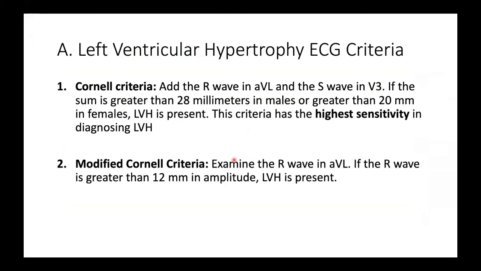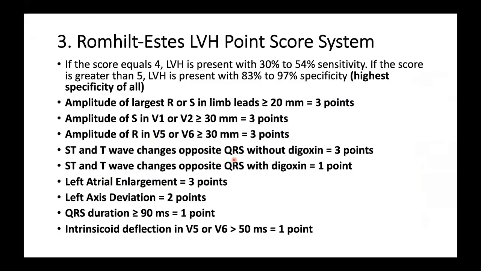I won't go into the modified Cornell, where if the R in aVL is more than 12 mm, it is suggestive of LVH, which is like the Sokolow-Lyon. Now, the criteria which has the highest specificity for LVH is the Romhilt-Estes criteria, where it has 5 different points. If you have a score of more than or equal to 5, then LVH has a high specificity of up to 97% for diagnosing LVH, but it has 5 points. So what are those points?